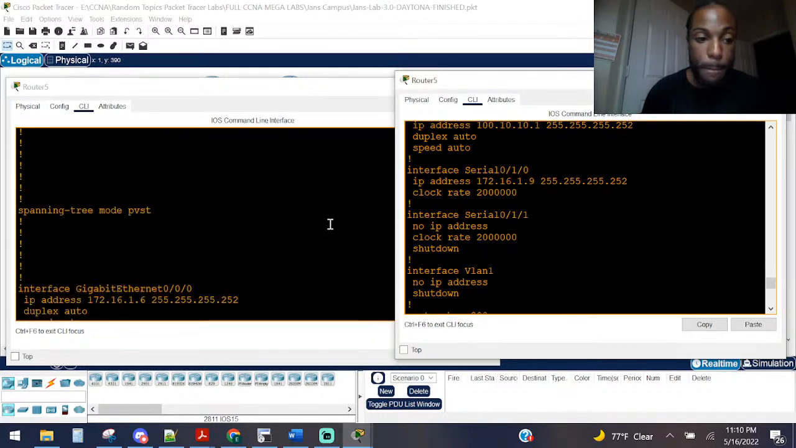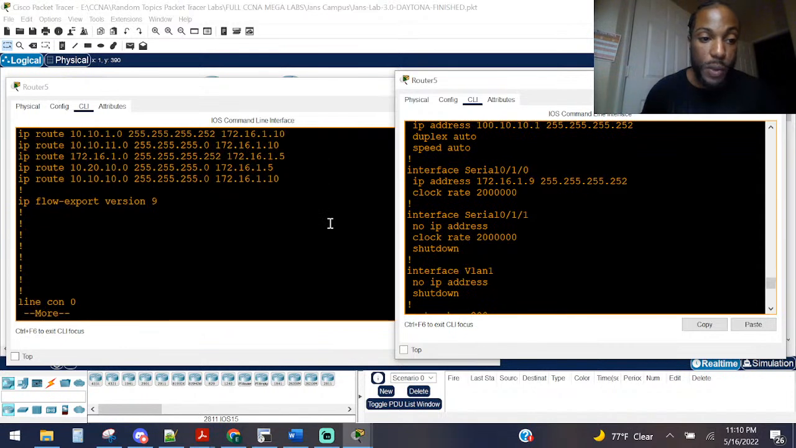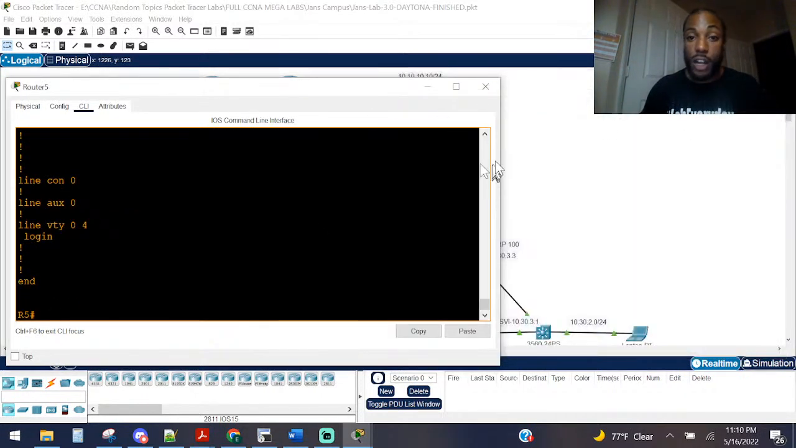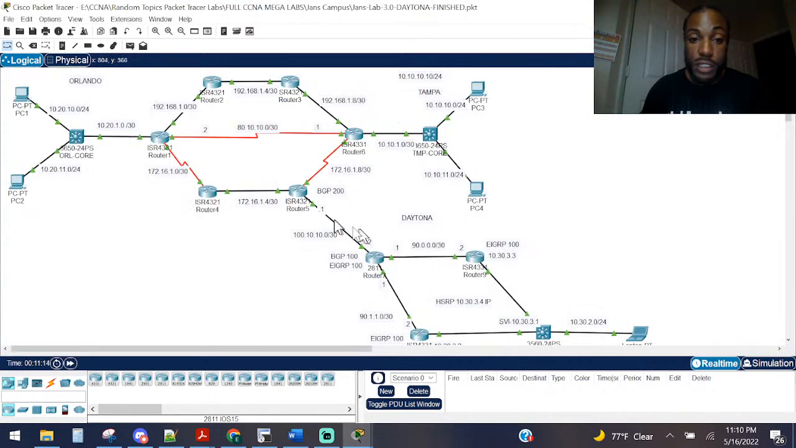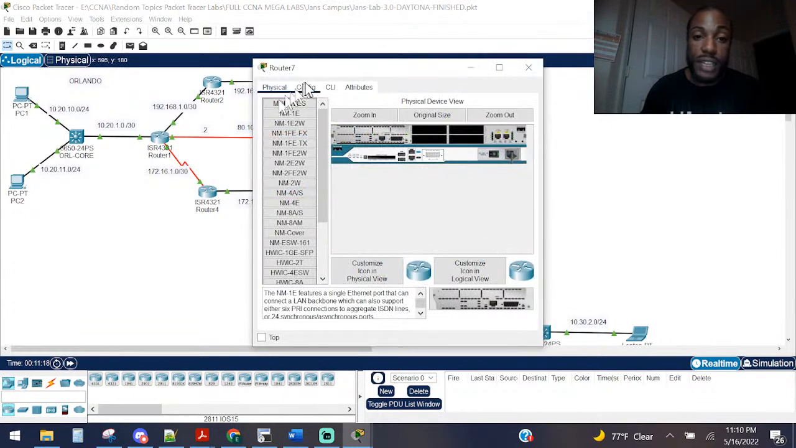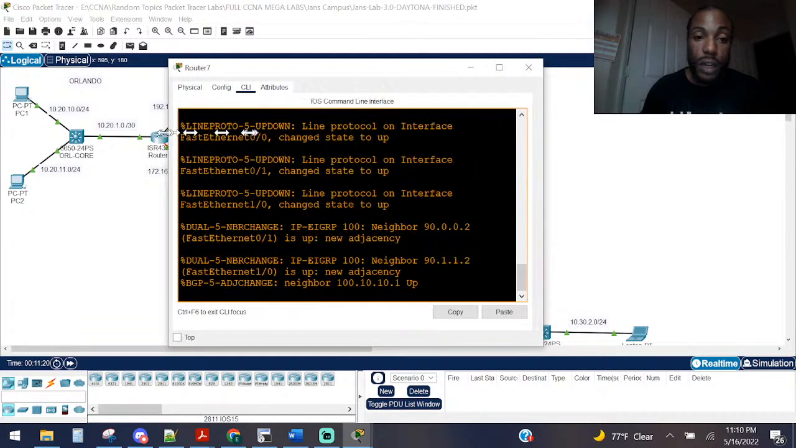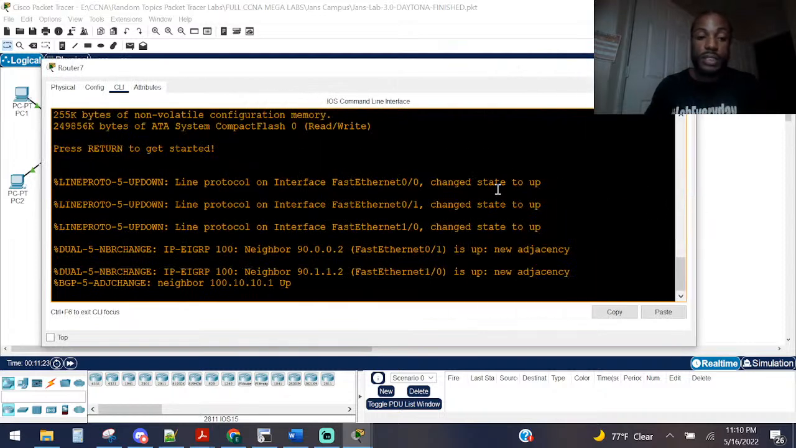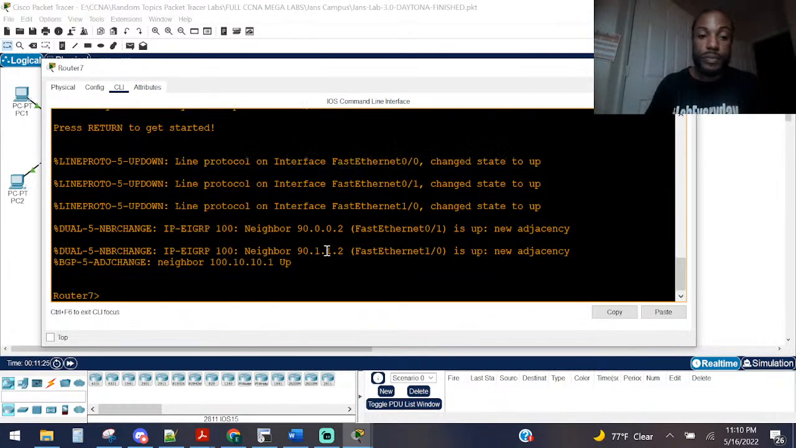Let's see. I'm not too sure what I did differently. The routing tables look the same. On this one it works, on the other one it doesn't. Maybe I'm looking at the wrong router. Let's see, router 7. This one works right here. Router 7, let's take a look at him.